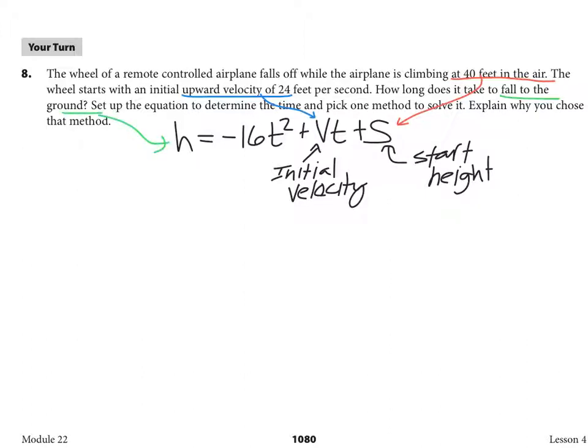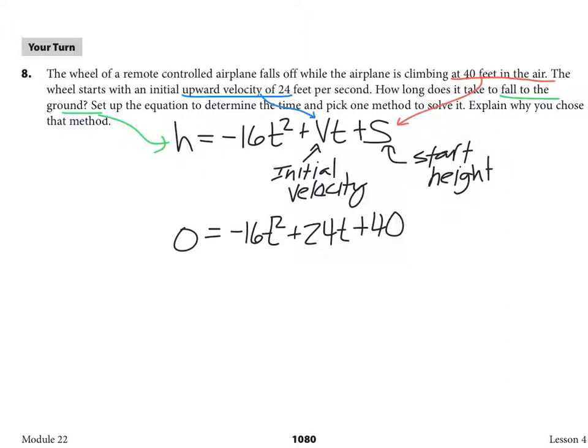Okay, so that means our h here is 0, because ground would be 0. So I get 0 is negative 16t squared plus 24t plus 40. Now, to be very honest here, when I'm doing a word problem with this particular formula, I tend not to ever do factoring or any of the other methods. I just go straight to the calculator.